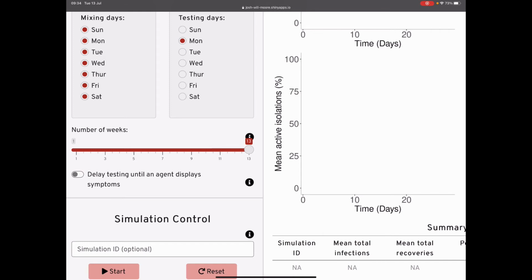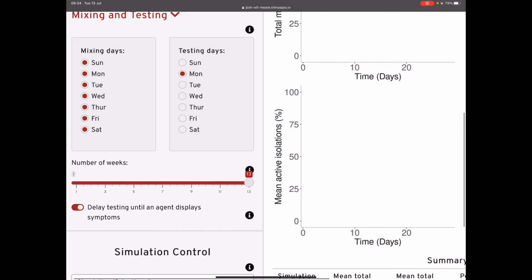Finally, the toggle here, delay testing until an agent displays symptoms. That means that we don't start testing, even if we set the full week of testing up, our testing will not occur until that first person is discovered to show a COVID-19 positive response. So even though we can test every day, we don't until we find that first infected person. However, if we turn that off, then Monday to Friday, we test every Monday to Friday. If we turn it on, we only test every day when we find that first person.